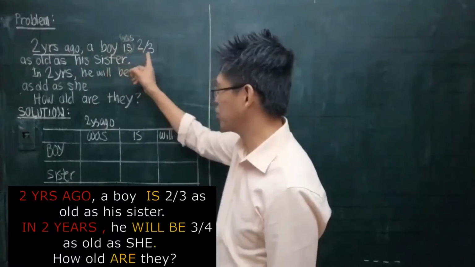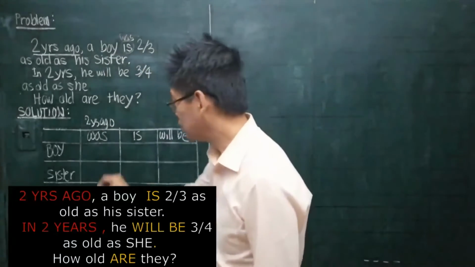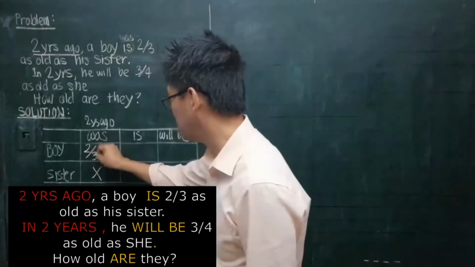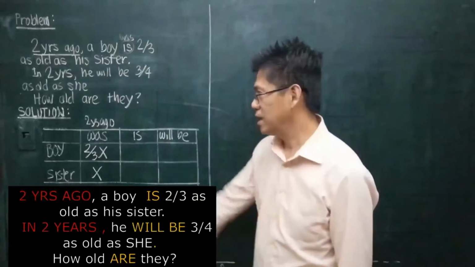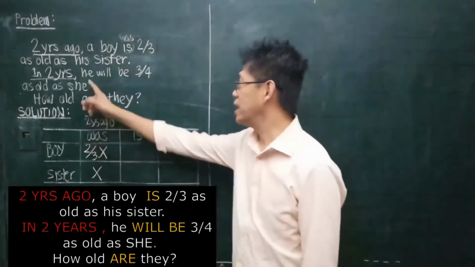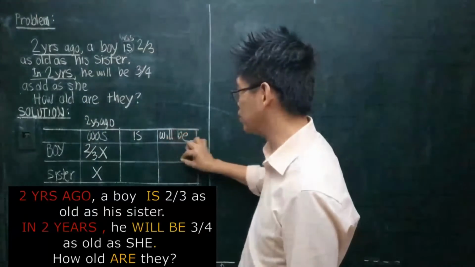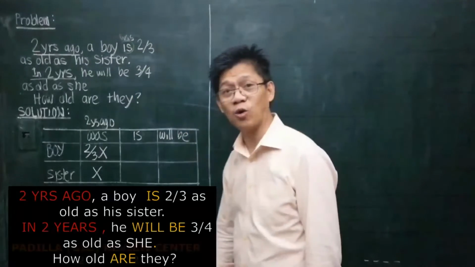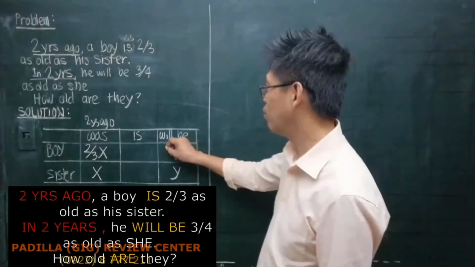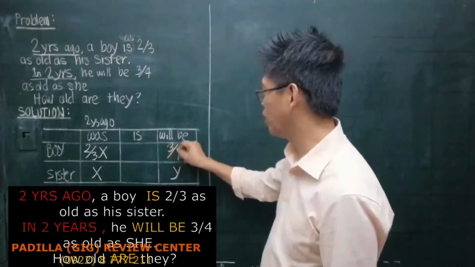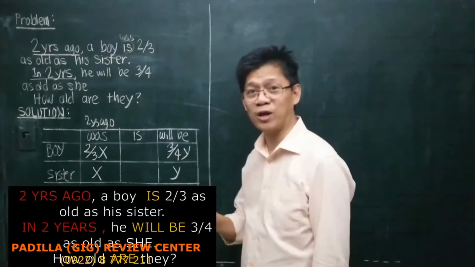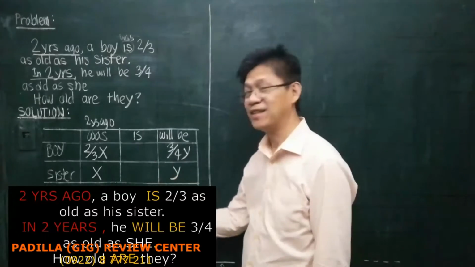A boy is 2/3 as old as his sister. So, if his sister was X, the boy was 2/3 of X. In 2 years, this is future, meaning 2 years from now. He, the boy, that refers to this one, will be 3/4 as old as she. If his sister is Y, then the boy will be 3/4 of Y. How old are they? Meaning, how old are they at present?